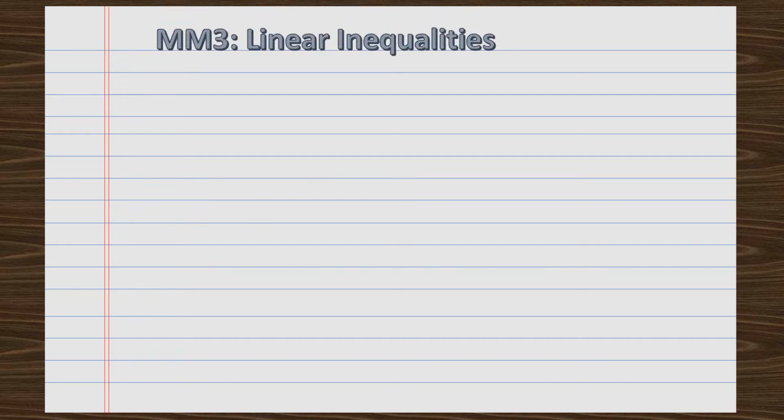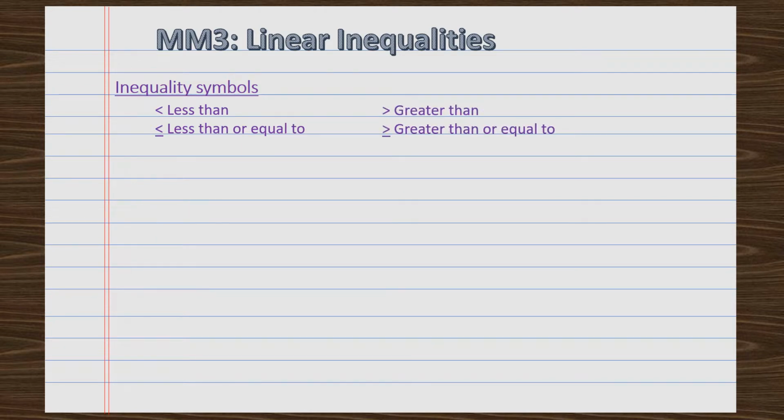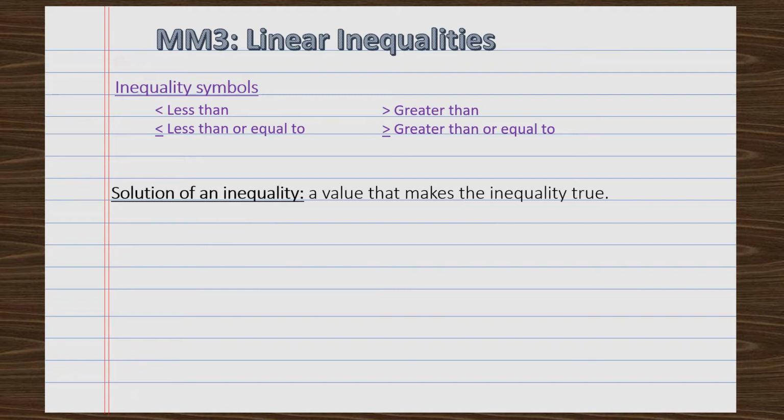Mile marker 3, linear inequalities. First off, we've got to recall what exactly the inequality symbols are. They are less than or equal to, greater than or equal to. The solution of an inequality is a value that makes the inequality true.